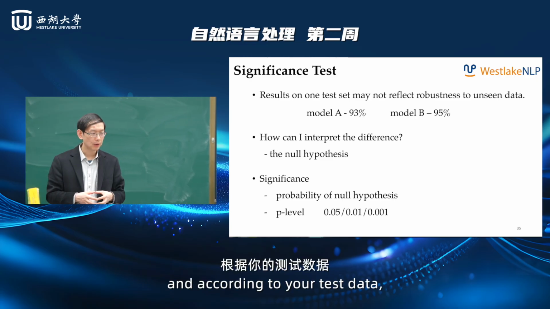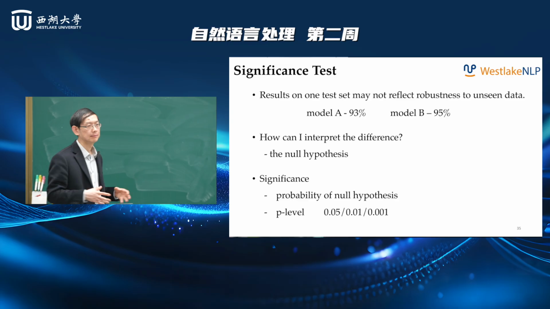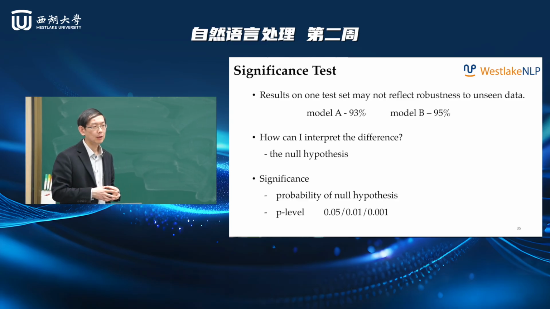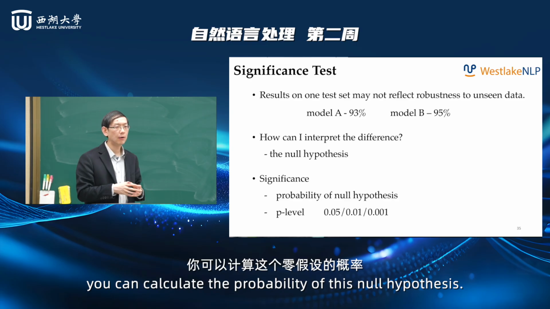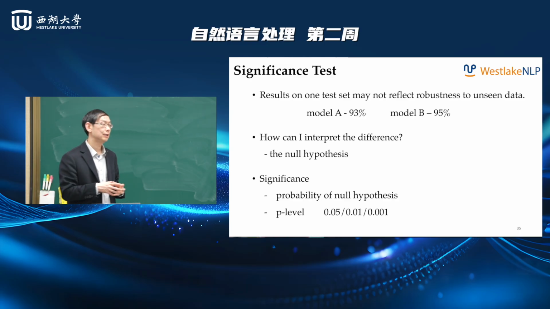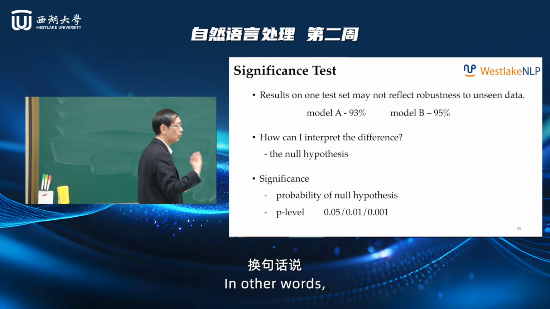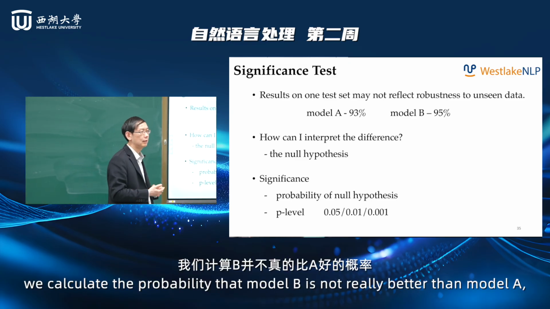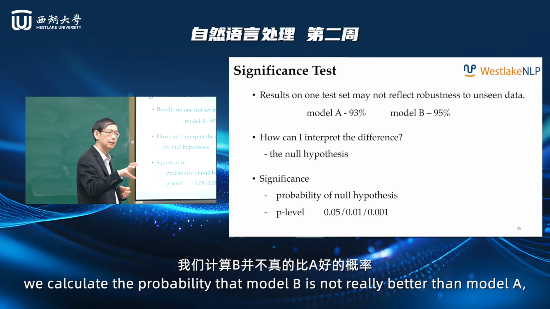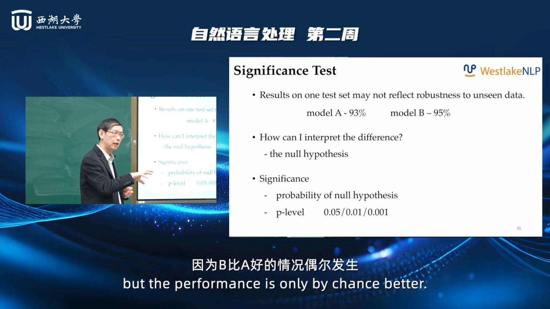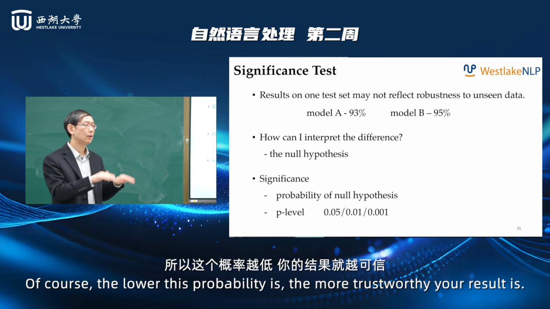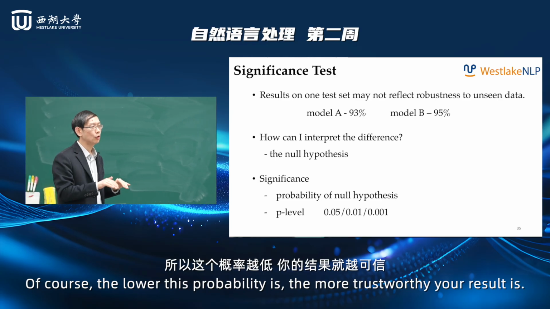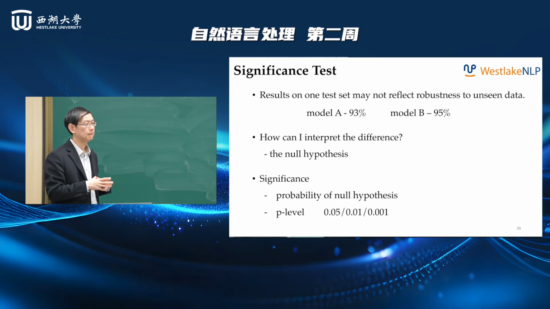And according to your test data, you can calculate the probability of this null hypothesis. In other words, you calculate the probability that model B is not really better than model A, but the performance is only better by chance. Of course, the lower this probability is, the more trustworthy your result is.